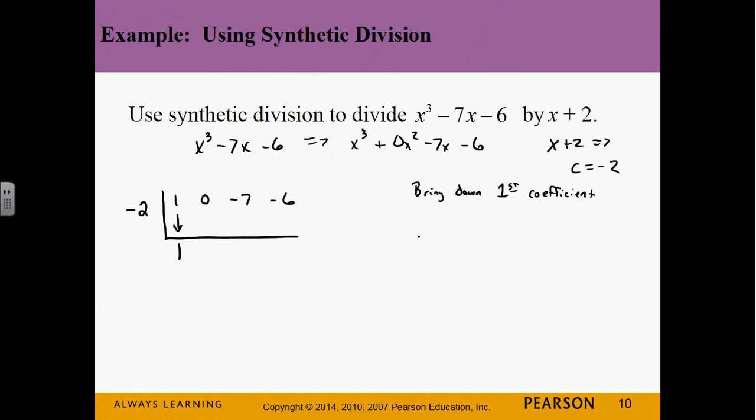Step two. We're going to multiply and bounce. So we're going to multiply our c down and bounce it up to that empty spot above it. Okay, so we got negative 2 times 1 gives us what? Negative 2. So then our next step is to add coefficients down. So I've got 0 plus negative 2. What's that going to give me? Negative 2.